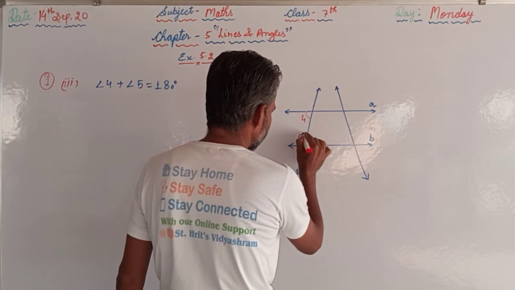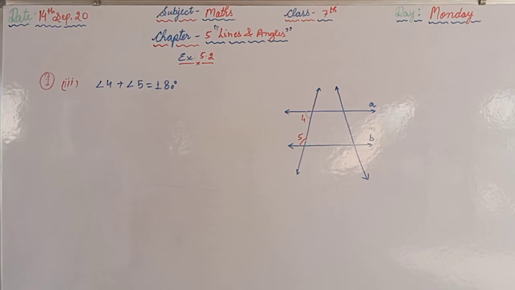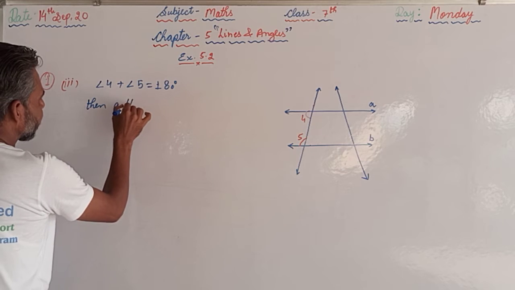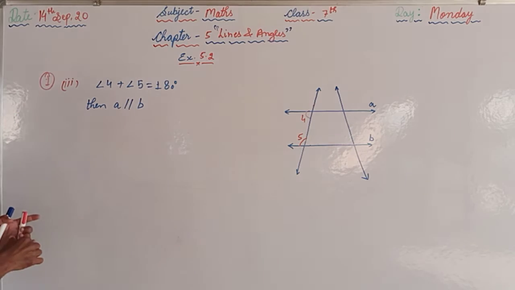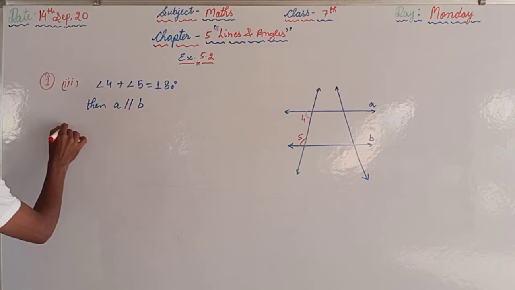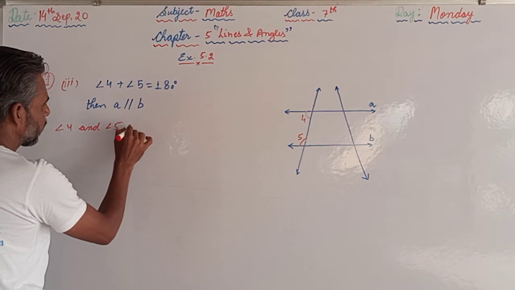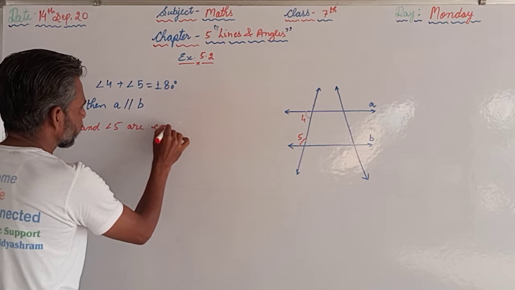This is angle 5. Now the sum of these two angles is given as 180 degrees. Then we are supposed to tell why the lines are parallel. Then A will be parallel to B. Now angle 4 and angle 5. Angle 4 and angle 5 are consecutive angles.